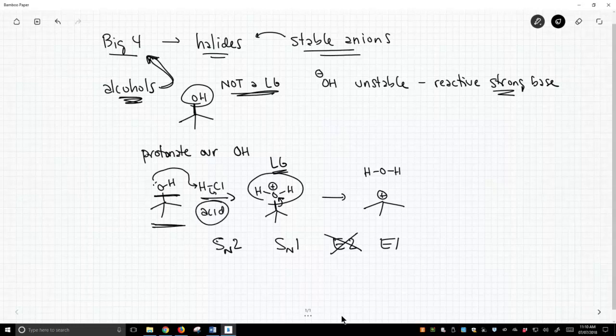What do you need to do an E2 reaction? You need a reactive anion, which is going to act as a base. You can't do a reaction that simultaneously depends on strong acids and strong bases. Incompatible. So when we talk about alcohols, we won't do all the big four, but we can do the SN2, the SN1, and the E1, no problem.